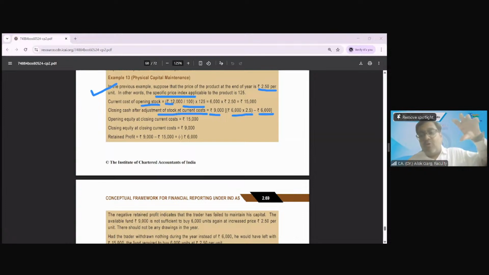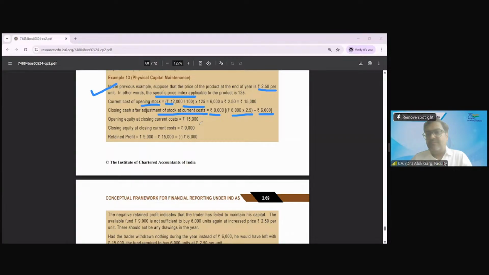So what is the value of the opening stock in the closing? कितनी वैल्यू है? 15,000. 15,000 है वैल्यू, राइट? ओपनिंग इक्विटी एट क्लोजिंग करंट कॉस्ट. अगर मैं क्लोजिंग की बात करूं तो मेरी ओपनिंग में 15,000 रुपए की वैल्यू का मेरा स्टॉक है, राइट? और अगर मैं क्लोजिंग इक्विटी की बात करूं, तो मेरे पास कितने वैल्यू का स्टॉक है? 9,000. और ये 9,000 कैसे आया?